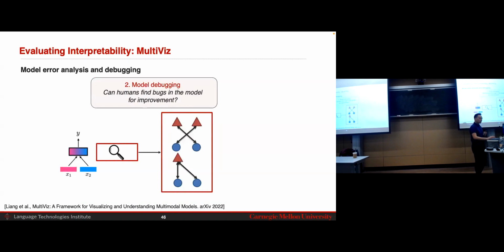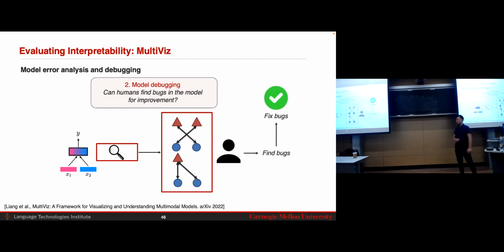That's model simulation. The second one is model debugging. And this is perhaps one of the holy grails on quantification. Right? Can we actually take a model, quantify it by giving out these visualizations or interpretations and so on, give it to a human, and let the human find bugs in the model, and subsequently fix the bugs and actually improve the model? This is basically a human-in-the-loop way of automating error analysis.